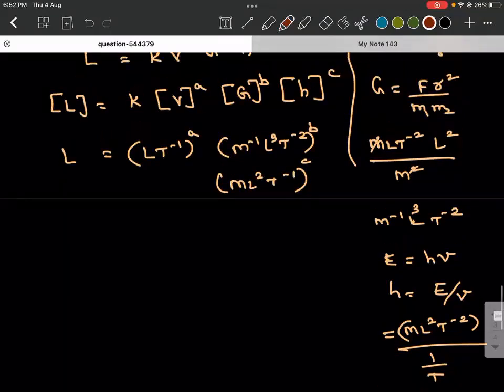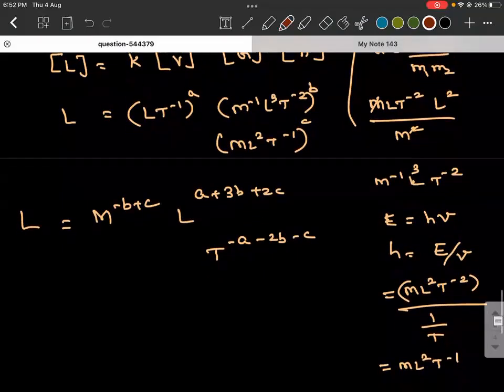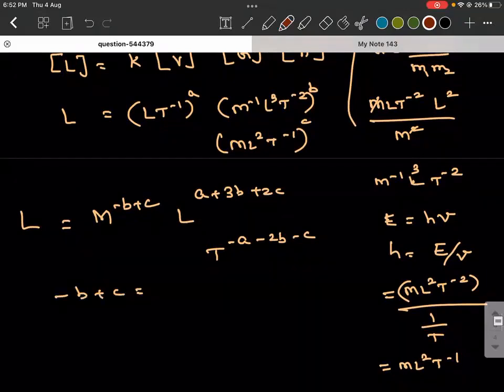So collect all the terms. It will be M power minus b plus c, L power a plus 3b plus 2c, and T power minus a minus 2b minus c. Okay. So minus b plus c is the power of M on the right hand side. What is the power of M on the left hand side? M is not there. So M power 0. So b is equal to c.